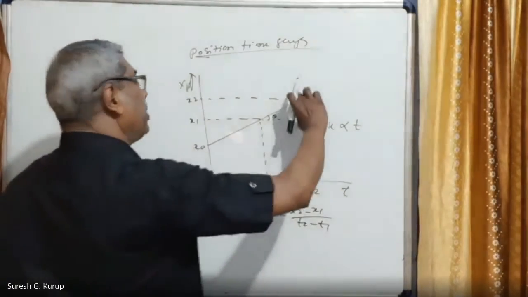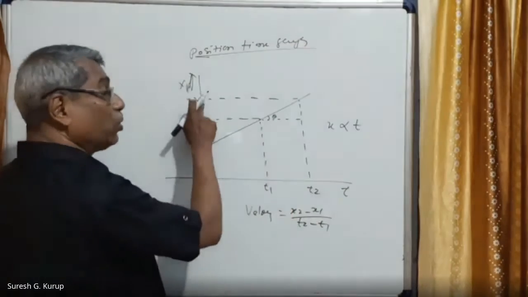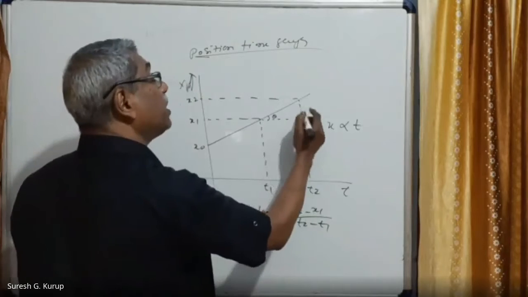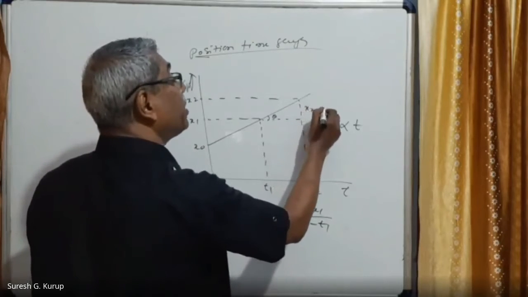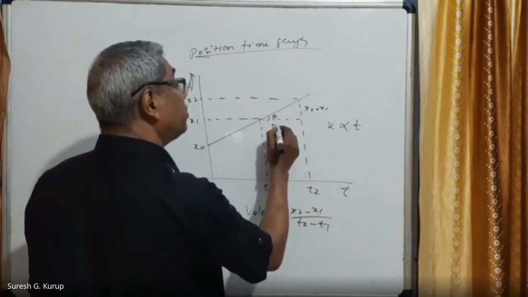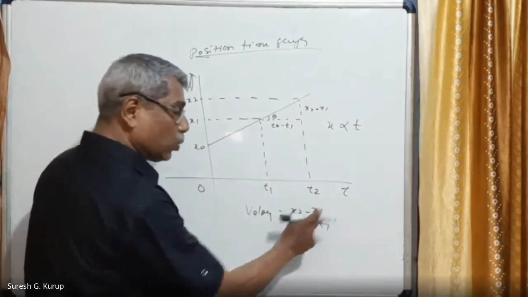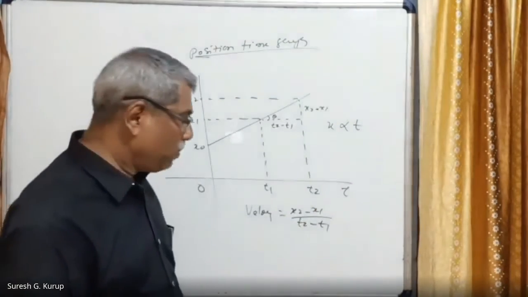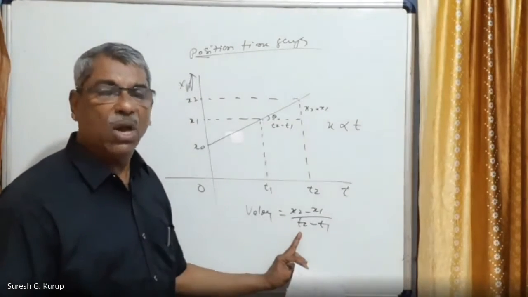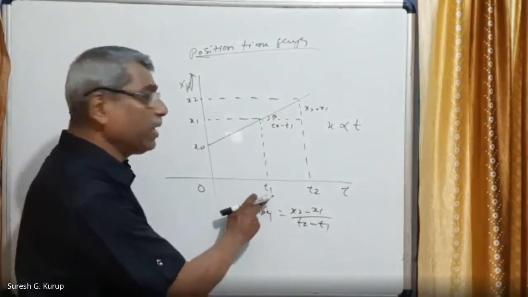So this is x2 minus x1. From 0 to this point is x2, right? And from 0 to this point is x1. This is equal to x2 minus x1. This point is t1 and this point is t2. This is equal to t2 minus t1. Velocity is equal to x2 minus x1, the final position minus initial position, divided by the total time taken. The total time taken is the final time minus the initial time, right?